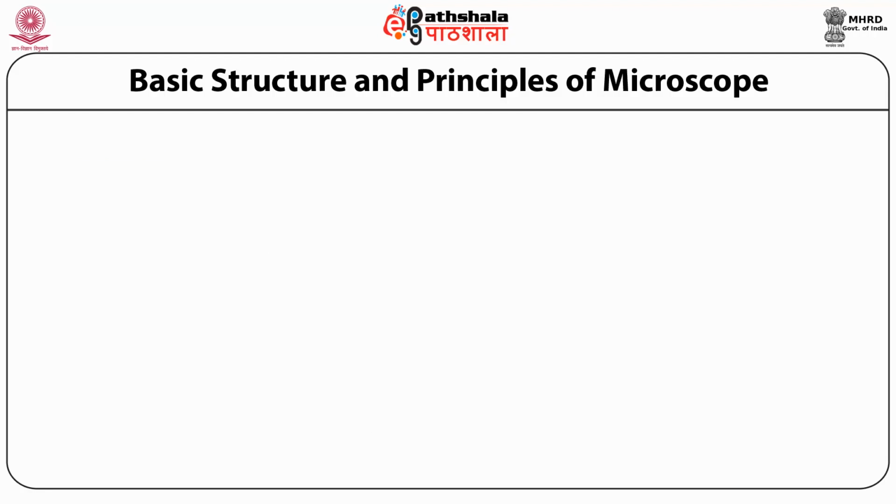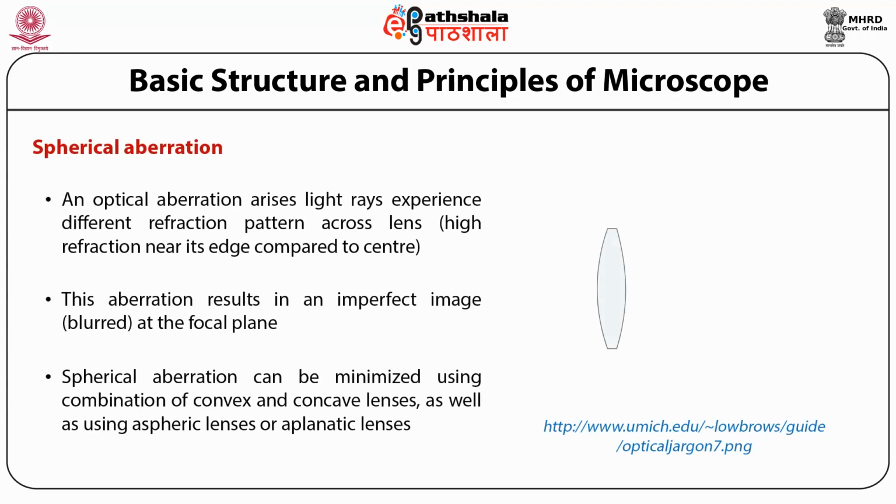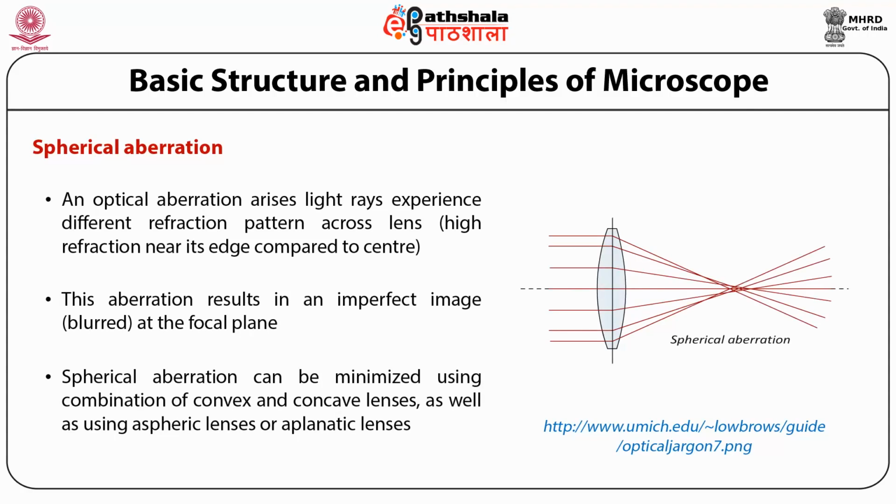Here we explain in detail what spherical aberration is. In spherical aberration, because the size and thickness of the lens as well as the refractive index of the lens differ from the center to the edge, the white light coming in is not concentrated at a single focal plane, thereby creating an imperfect or blurred image.